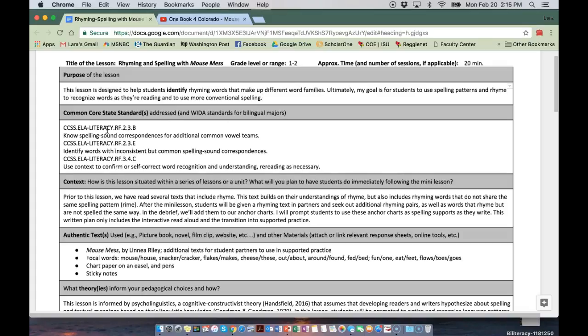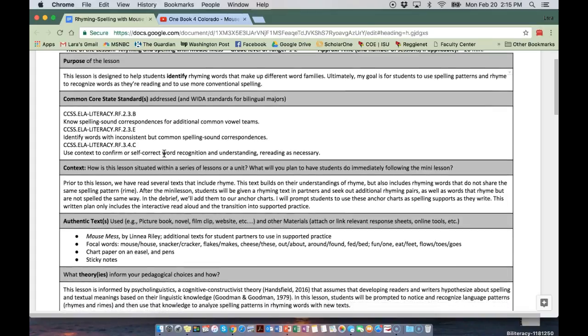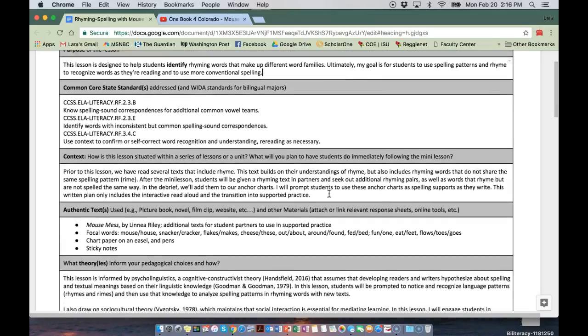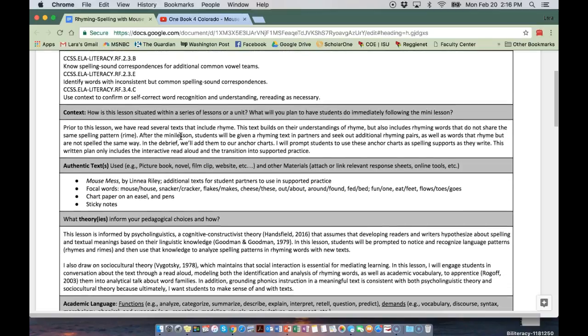The standards here, you can see I've got 3 reading foundational skills standards. Two of them are for 2nd grade, and one of them, oh wait, I think they're all 2nd grade, or maybe this one's 3rd grade. But the idea here is that I want my students to know spelling-sound correspondences for additional common vowel teams, and to be able to identify words with inconsistent but common spelling-sound correspondences. And then I also want them to use context to confirm or self-correct word recognition and understanding. Rereading is necessary.